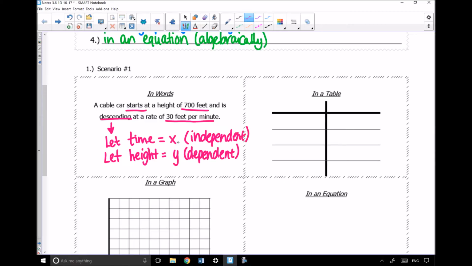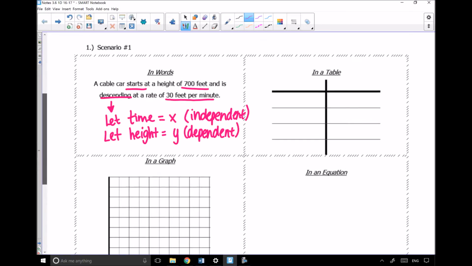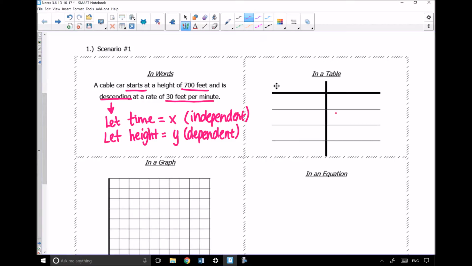That's really going to be helpful for us for each piece right here. We need to know the x and the y when we do our chart. We need to know the x and the y when we do our graph. And we need to know the x and the y when we write our equation. So right here, our x always goes on the left side and our y always goes on the right side. Our x is our time, so we're going to put time here, and the time is measured in minutes. And our y is our height, and our height here is measured in feet.